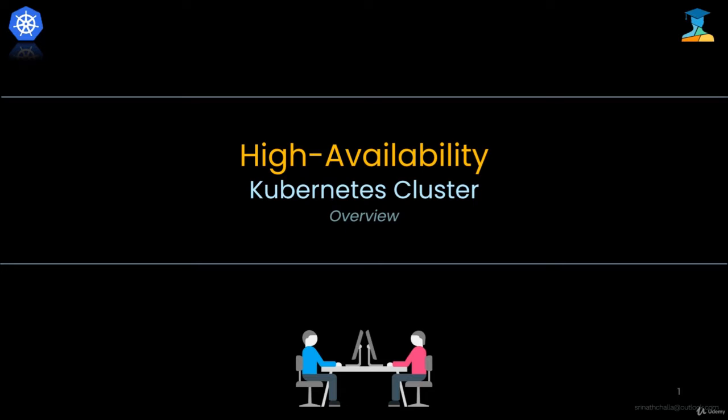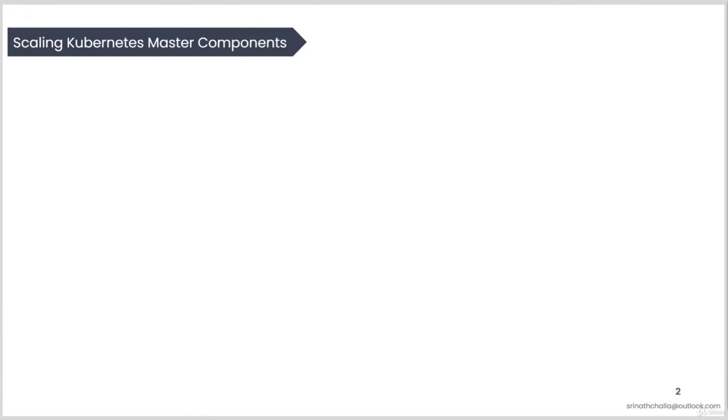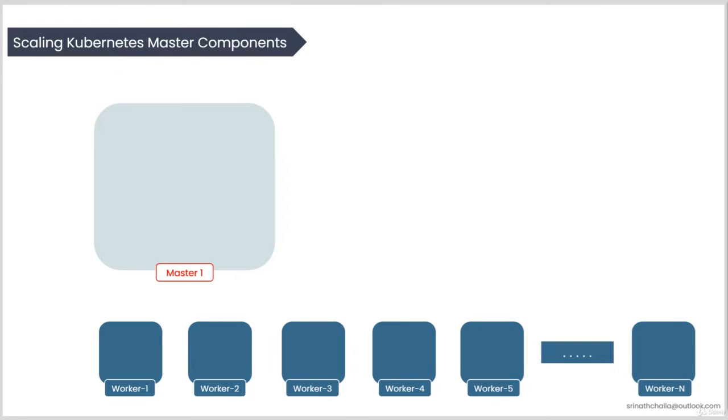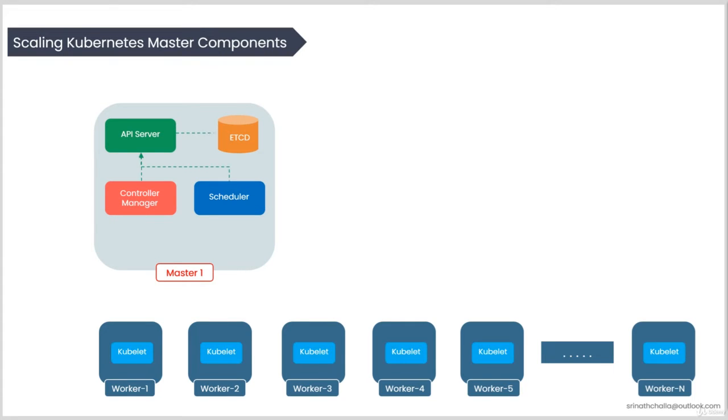So let's get started. In the previous Kubernetes architecture lecture in this series, we have a setup that consists of one master node and multiple worker nodes. As you know, each master node consists of four critical components: the API server, etcd, scheduler, and control manager. I'm sure you all know what these components do and their purpose. You can check the respective lecture in case you want to know more about it.